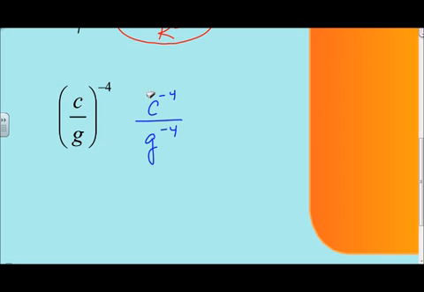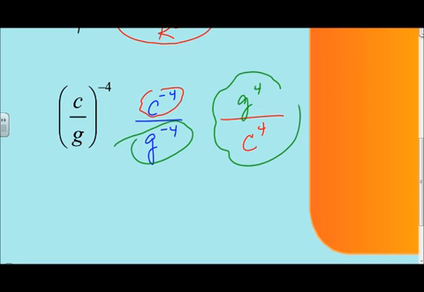And now we'll take the c to the minus 4 that's on the top. We'll move that to the bottom of the fraction, becomes a positive 4. We'll take the g to the minus 4 that was on the bottom and we'll move it to the top of the fraction. It becomes a positive 4. My answer here is g to the 4th over c to the 4th, and that is a correct answer as it stands, but we could also put that together into one fraction raised to the 4th power, the g on top and the c on the bottom.